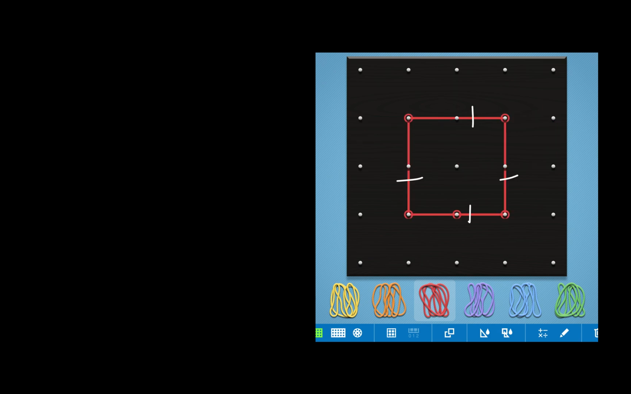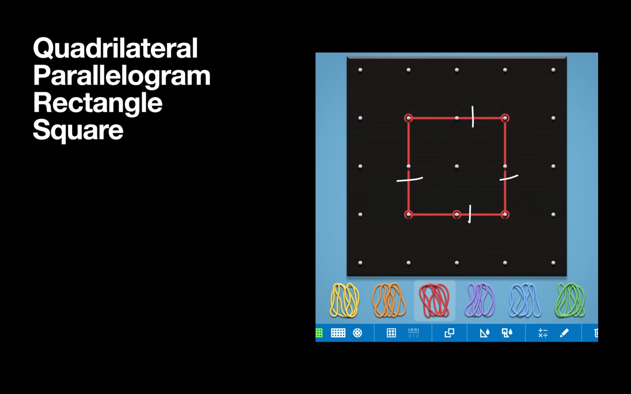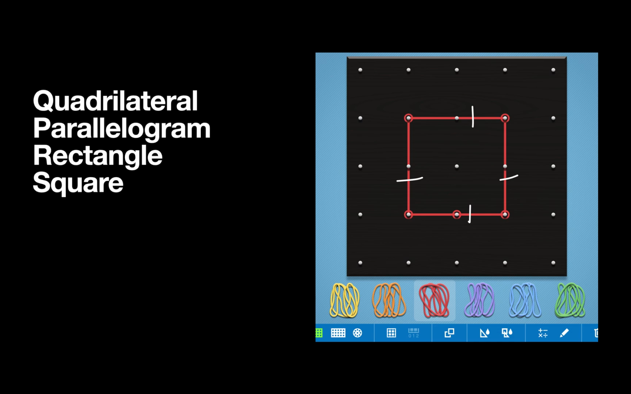This one I bet you know right away. Yep, it's a quadrilateral. It's also a parallelogram. It's also a rectangle, and it's also a square. This shape has four different ways that we could classify it.